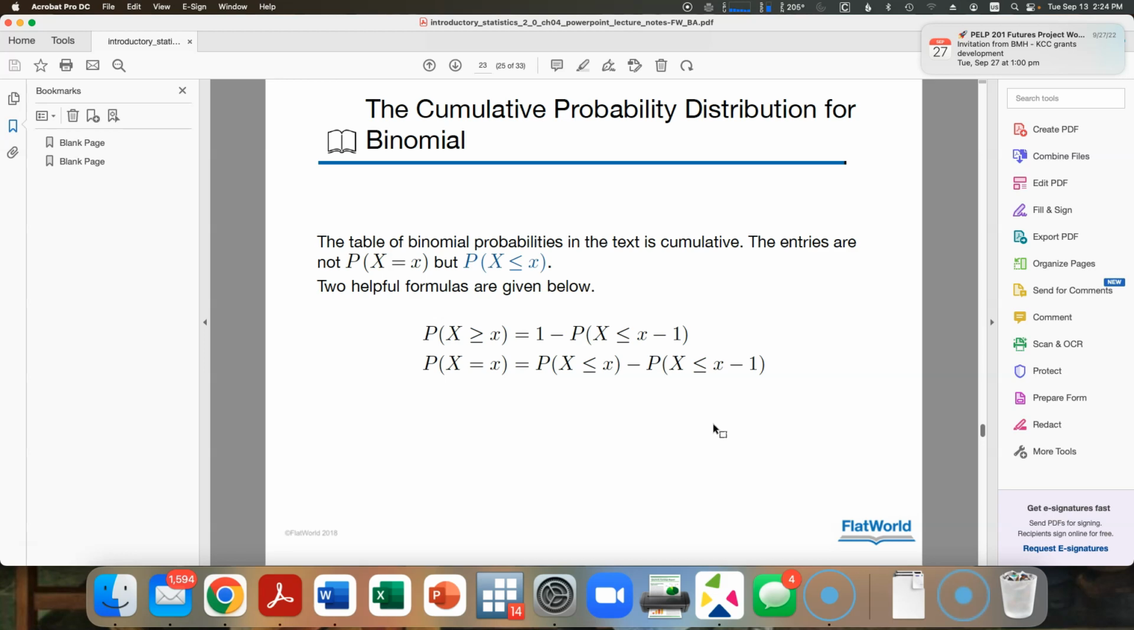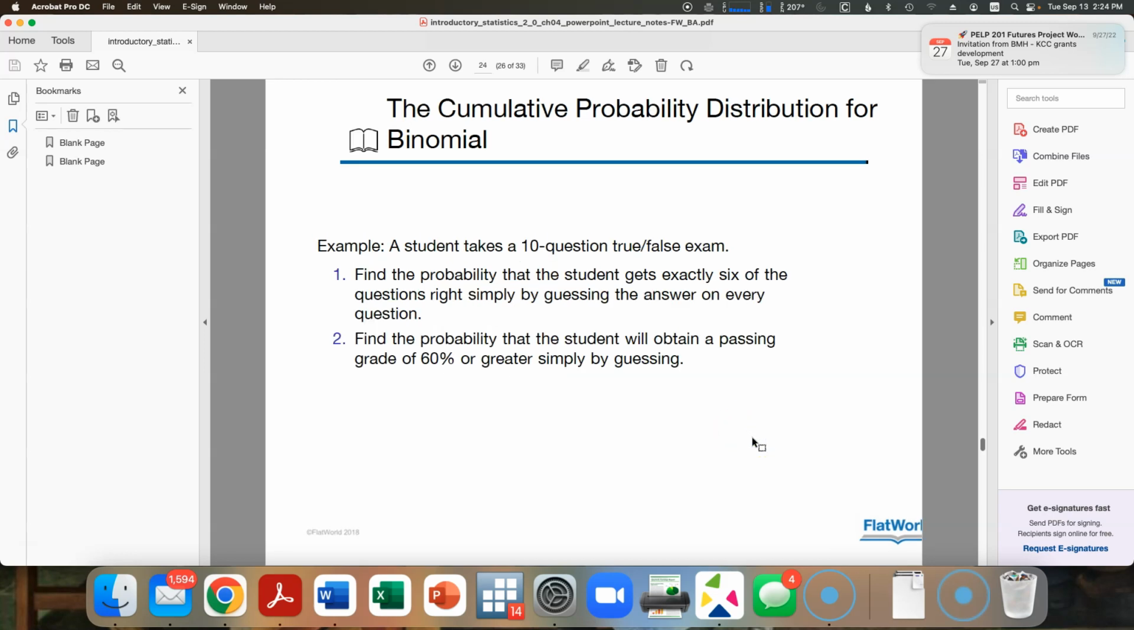I wouldn't worry too much about getting too confused about that because the graph on page 125 should make it a little bit more apparent. Let's talk about how you actually would use the cumulative probability distribution.